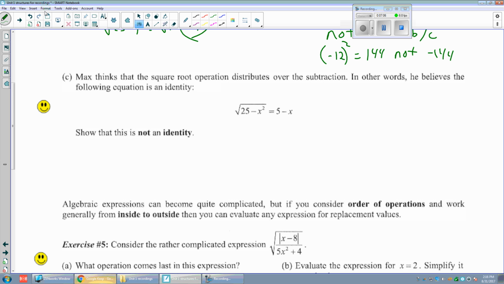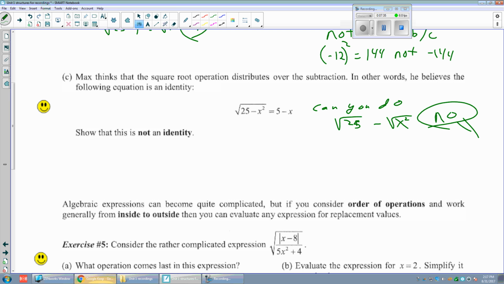Max thinks the square root of the operation distributes over subtraction. In other words, he believes the following equation is an identity. Okay, in other words, can you do the square root of 25 minus the square root of x squared? And the answer is no. Okay, show this is not an identity.